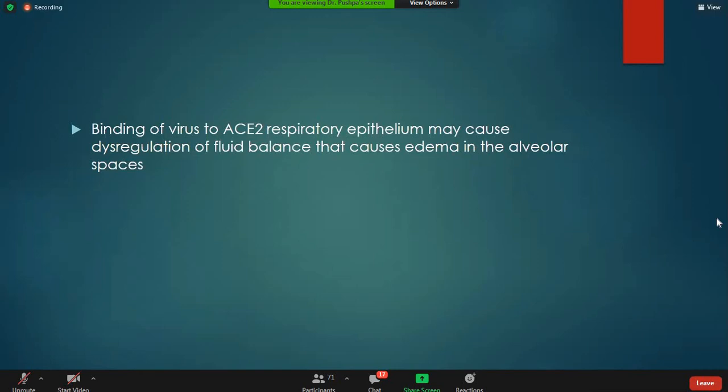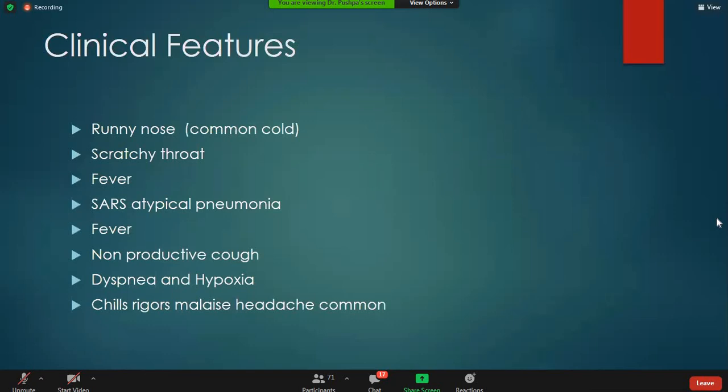Okay. So what will be the clinical features in such a case? When the disease is mild, it will be just like a common cold or flu. There will be a runny nose, scratchy throat, and fever. But sometimes when the person is of more age and has certain comorbid conditions also, then the disease is in its moderate or severe form. There's fever with chills, sometimes there's loss of smell and taste also in this disease.